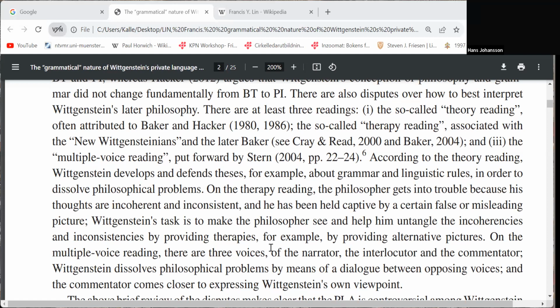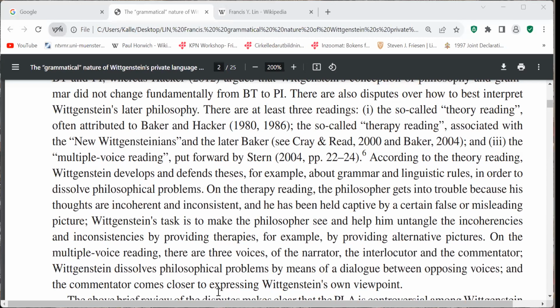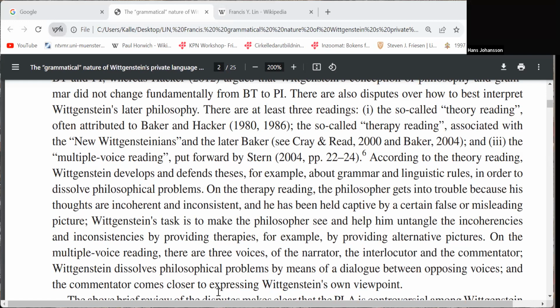On the therapy reading, the philosopher gets into trouble because his thoughts are incoherent and inconsistent, and he has been held captive by a certain false or misleading picture. Wittgenstein's task is to make the philosopher see and help him untangle the incoherencies and inconsistencies by providing therapy, for example, by providing alternative pictures.